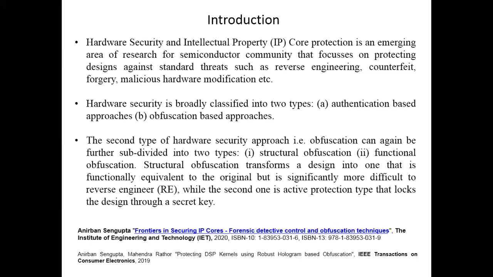In structural obfuscation, what we do is try to transform a design into a functionally equivalent structure such that it becomes difficult and uninterpretable to an attacker during the reverse engineering process. While in the second case, it's an active mode of protection and it locks the design with encrypted logic keys, by the application of some secret information by the IC vendor.